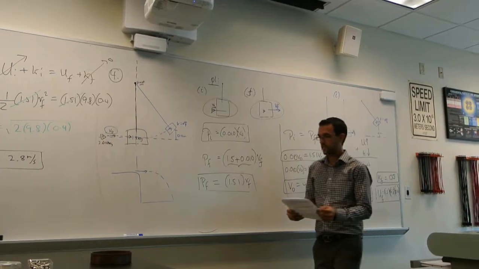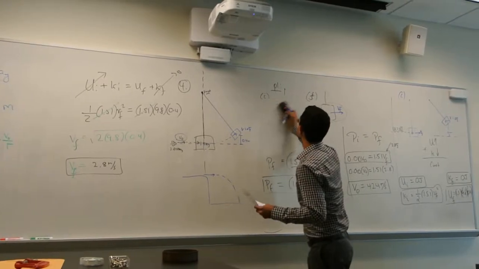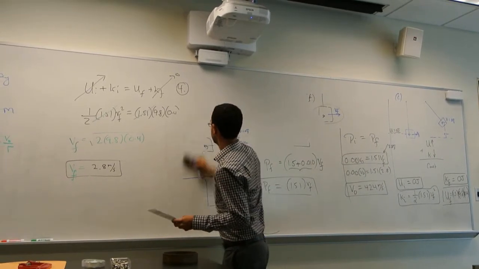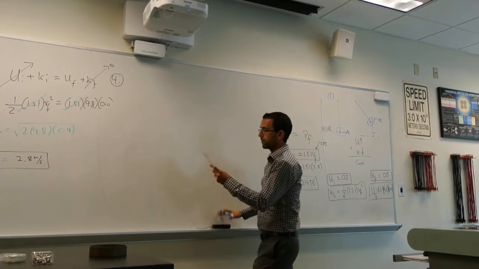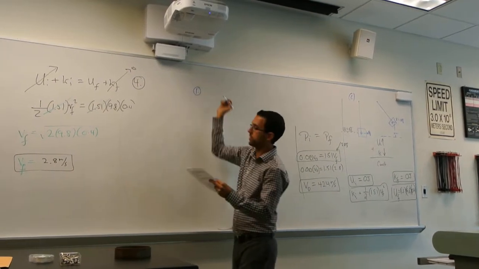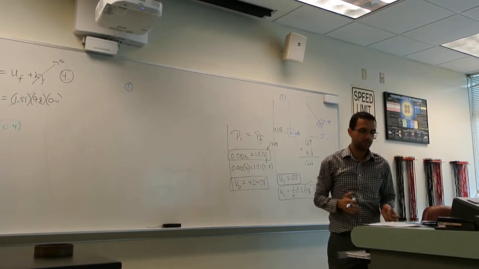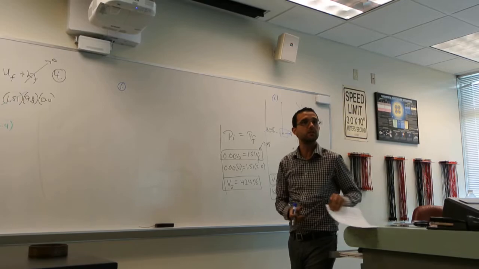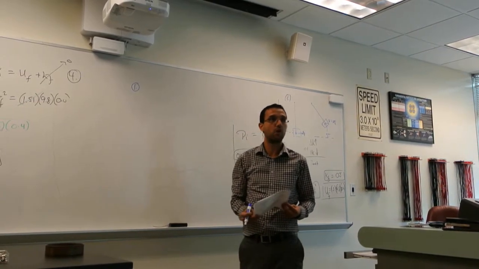So let's take a look at some of those conceptual questions. Alright, so number one, this is a true or false question. A tile falls from the roof of a building to the ground. Its momentum is conserved. True or false? It would be false.